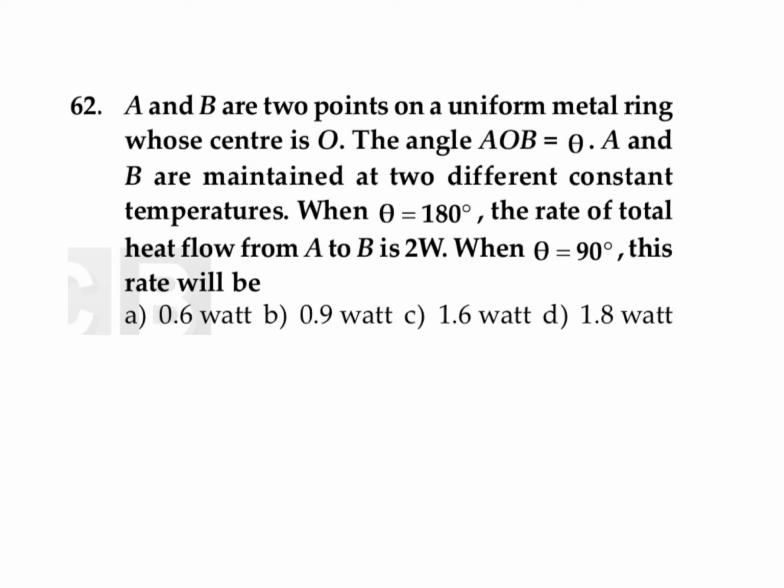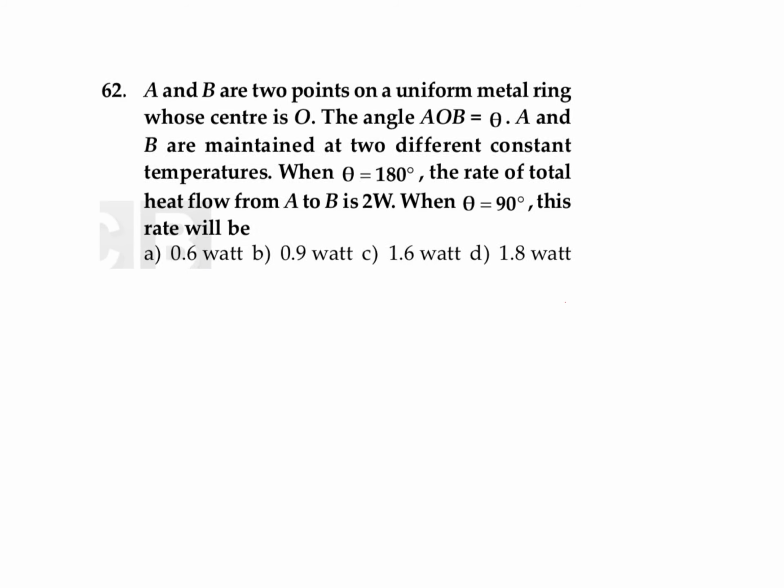In this question, it is given that A and B are 2 points on a uniform metal ring, whose center is O. The angle AOB is theta. A and B are maintained at two different constant temperatures. When theta is equal to 180 degrees, the rate of total heat flow from A to B is 2 watt. When theta is equal to 90, this rate will be?